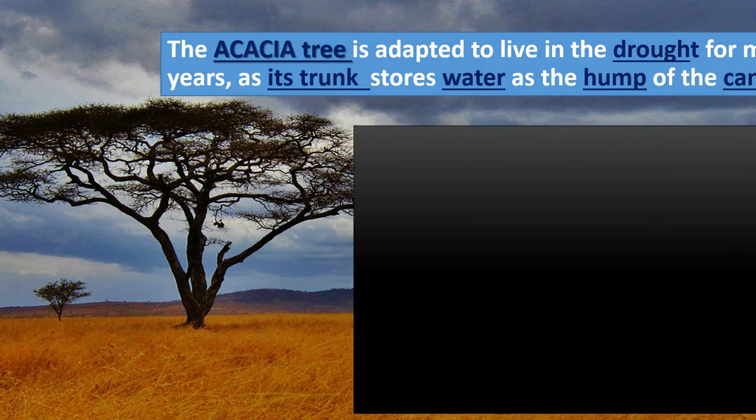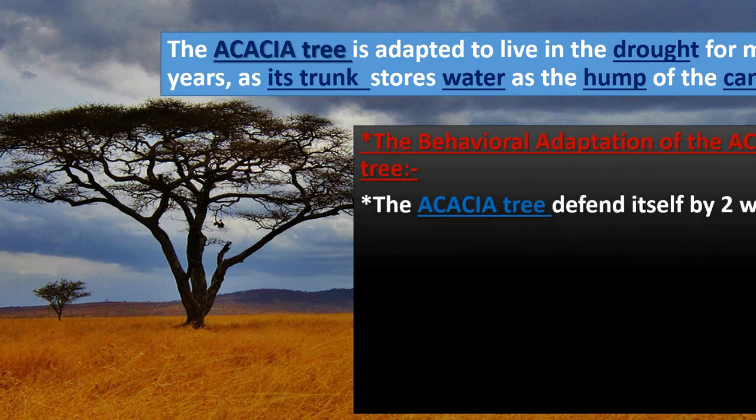The acacia tree is adapted to live in the drought for many years, as the trunk stores water, like the hump of the camel. So this part of the tree, we call it the trunk, is used to store the water. Okay, like the hump of the camel that stores the fats.